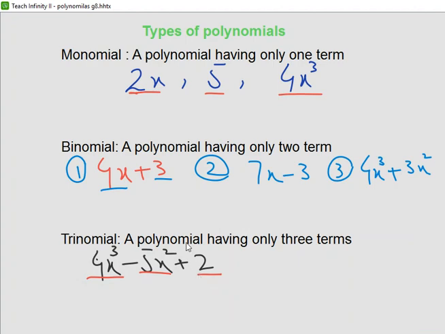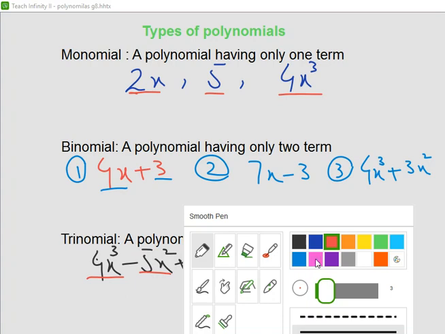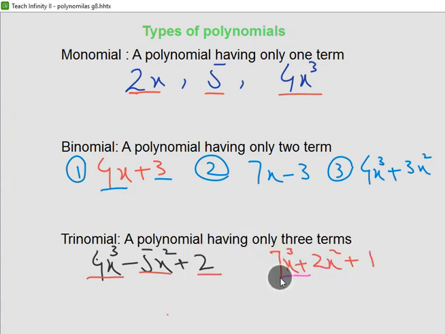Another example: 7x cube plus 2x square plus 1. This is also called a trinomial because it also has 3 terms: 1, 2 and 3. It is not important that the mathematical operators are only positive or negative. It can be positive, negative or both.